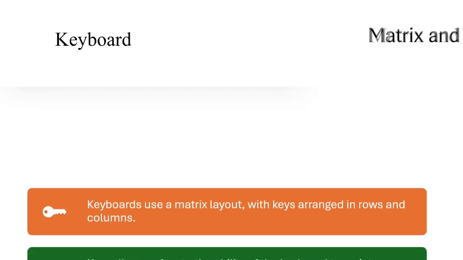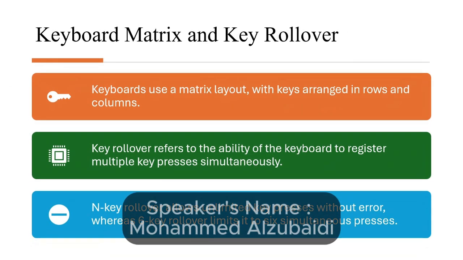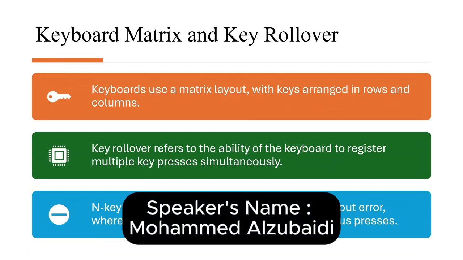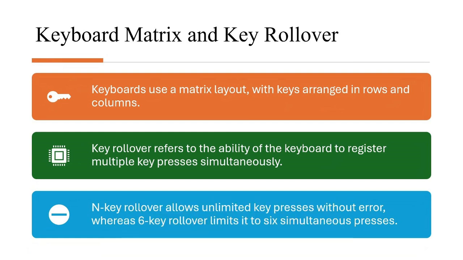The keyboard matrix is the underlying grid of circuits that detect key presses. It is arranged in rows and columns, with each key positioned at the intersection of a row and a column. When a key is pressed, it completes a circuit at that intersection and sends a signal to the keyboard controller, which identifies which key has been activated. The design simplifies wiring, reduces cost, and enables compact layouts while maintaining functionality.